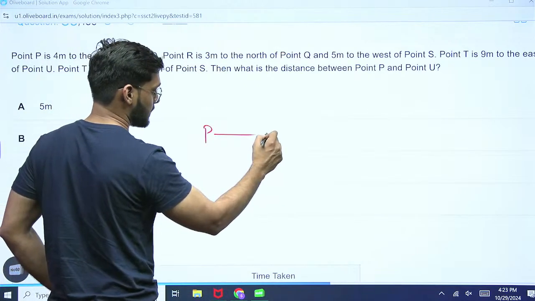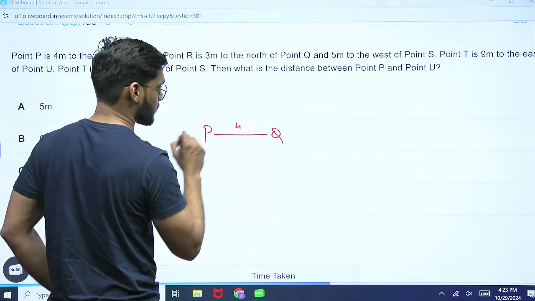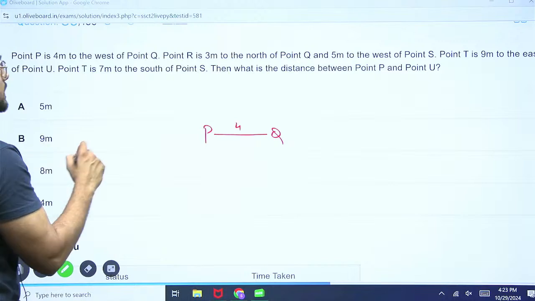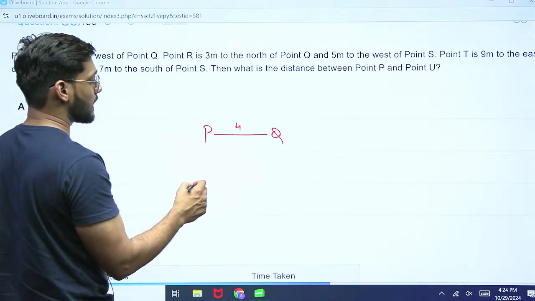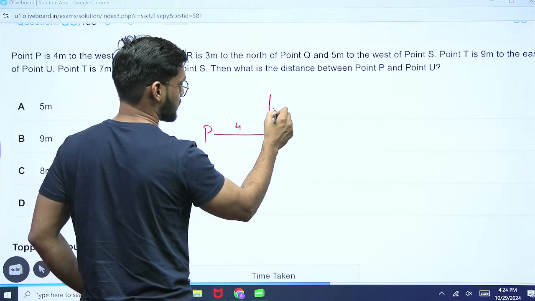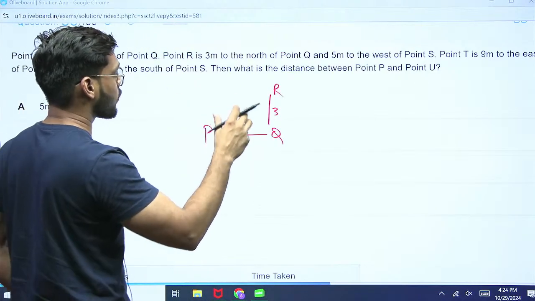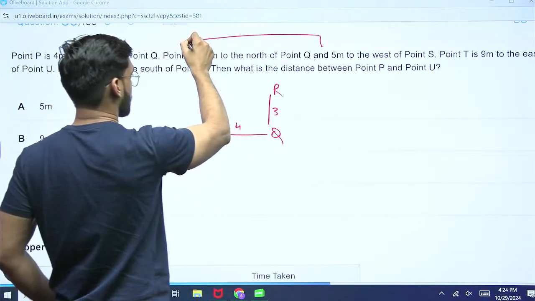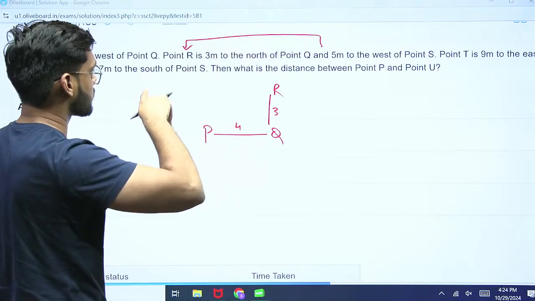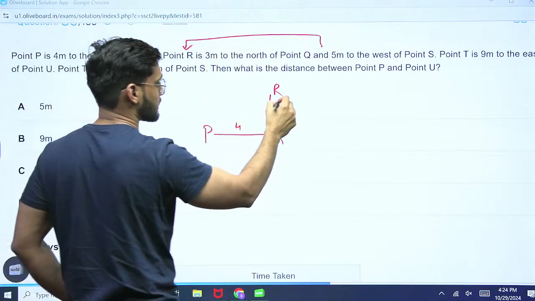Point P is 4 meter west of Q. So this is P, this is Q, and the distance is 4 meter. R is 3 meter north of Q. Always remember this end is used for the point R. So R is 5 meter west of S.